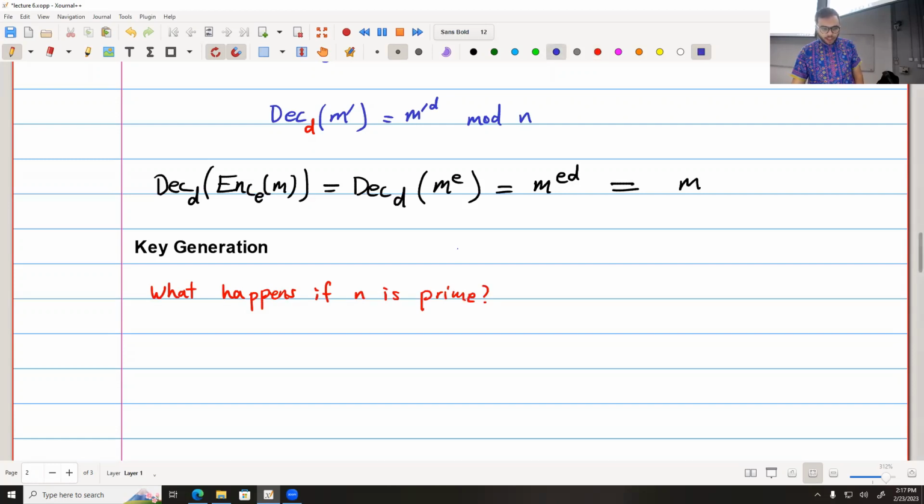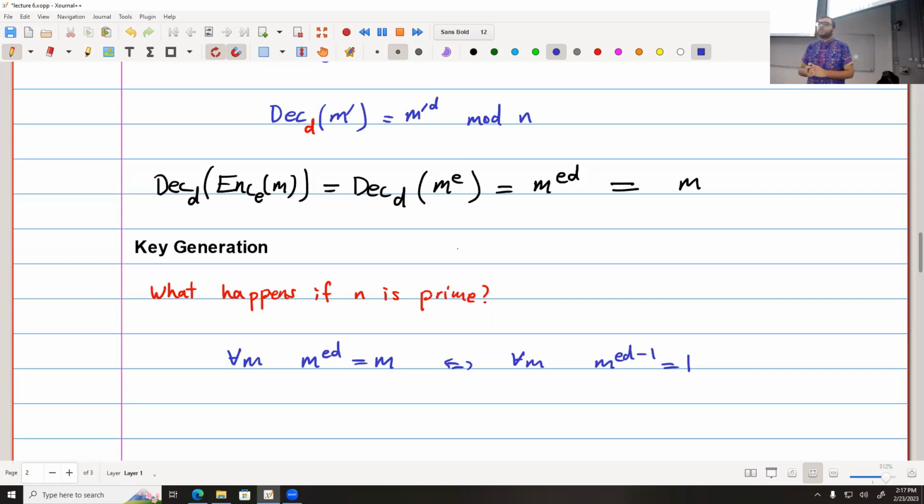Well, this is what I want to have. I want to say that for every M, M to the power of ED is equal to M modulo N. But what does this mean? Well, let's divide both sides by M. This means that for every M, M to the power of ED minus 1 is 1. Right? And again, all the calculations are modulo N.